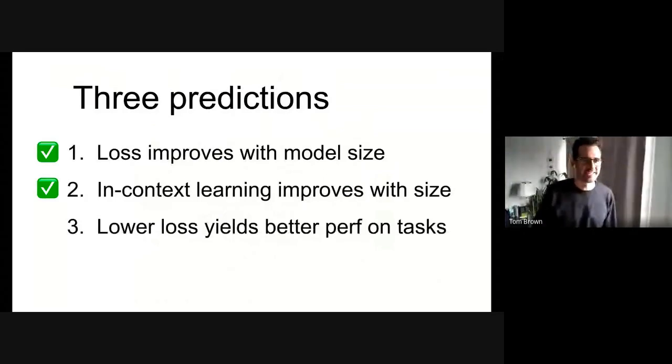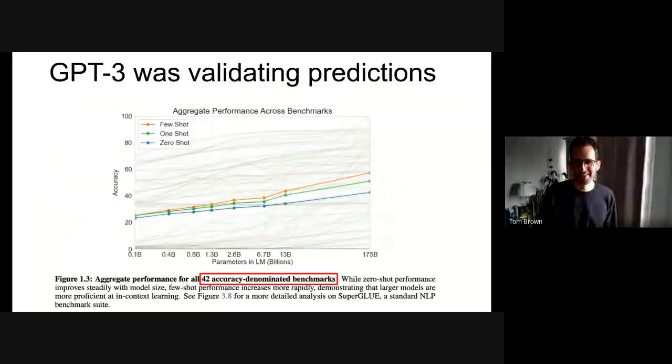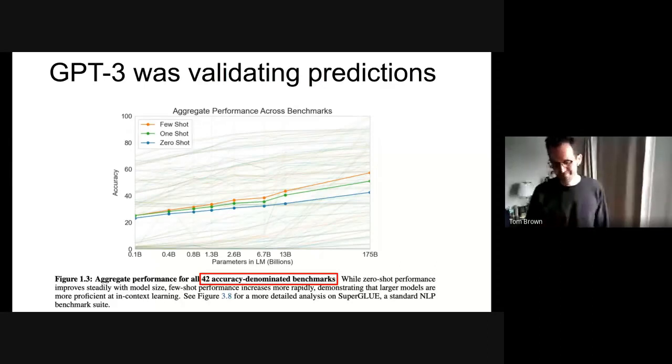But one thing that you might notice is that this plot is kind of a weird plot. This is an aggregate plot of 42 different accuracy denominated benchmarks. The original version of the plot that we had also had BLEU score confusingly averaged into the accuracy. I'm glad that we cut it to just our 42 accuracy based benchmarks. But this is kind of a weird way of showing this information.